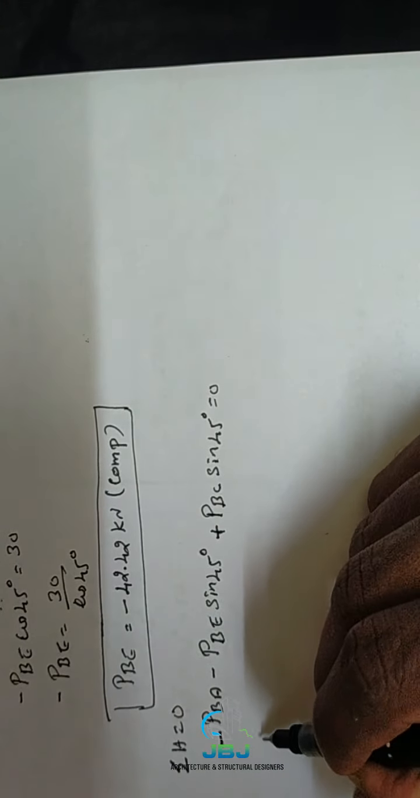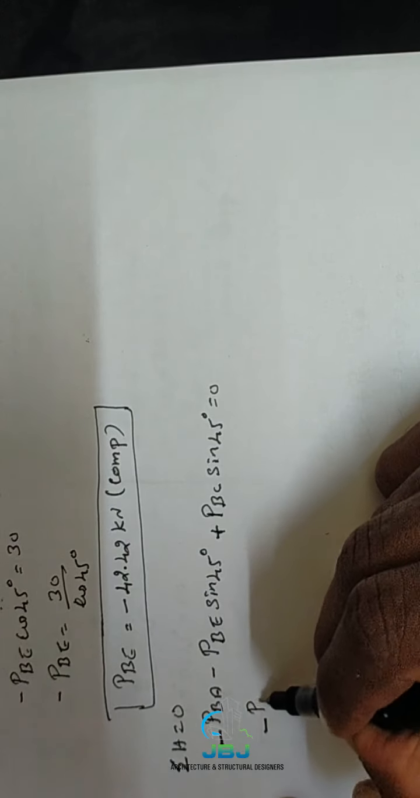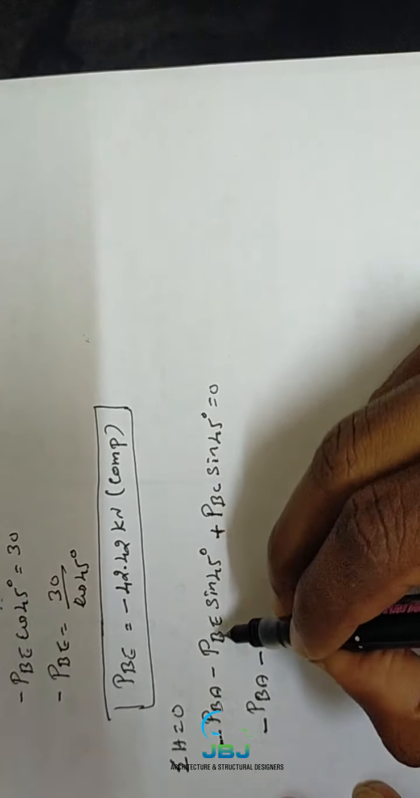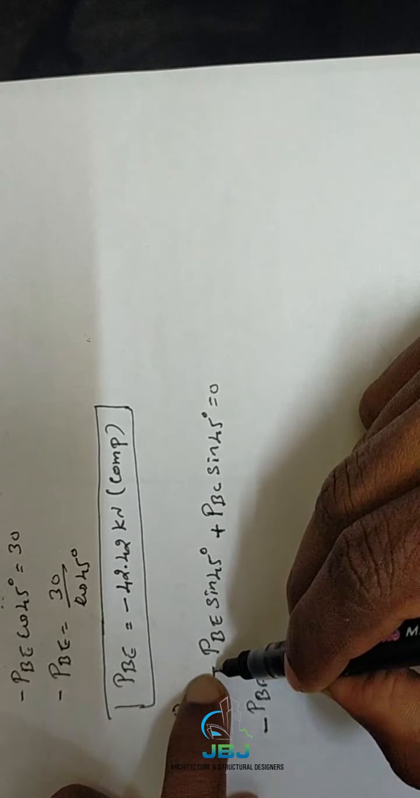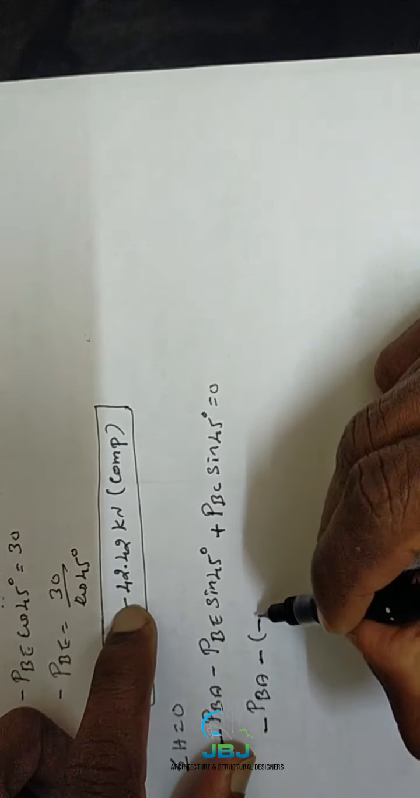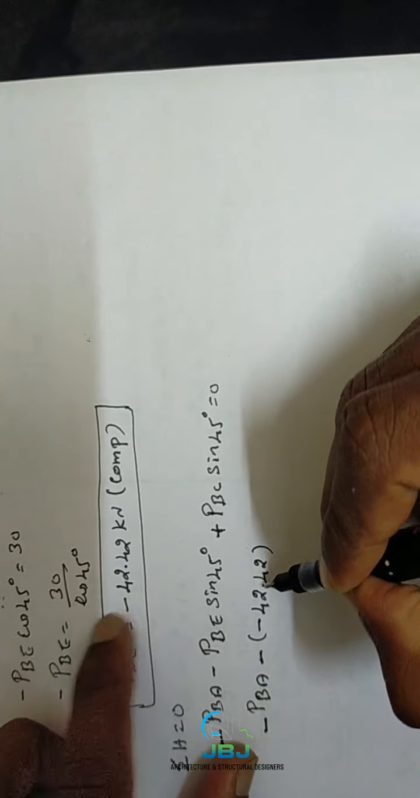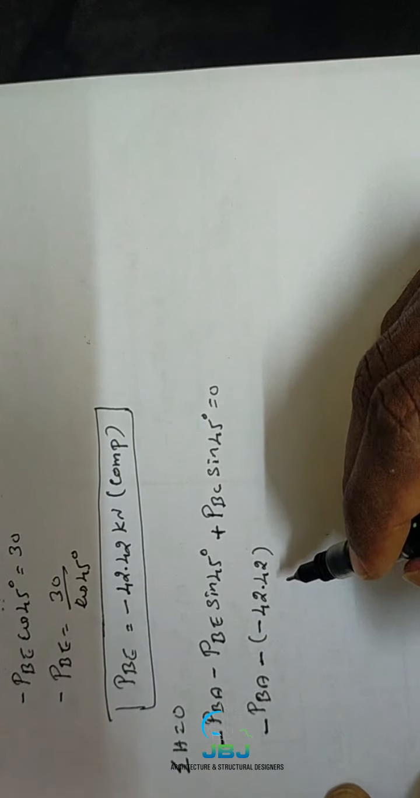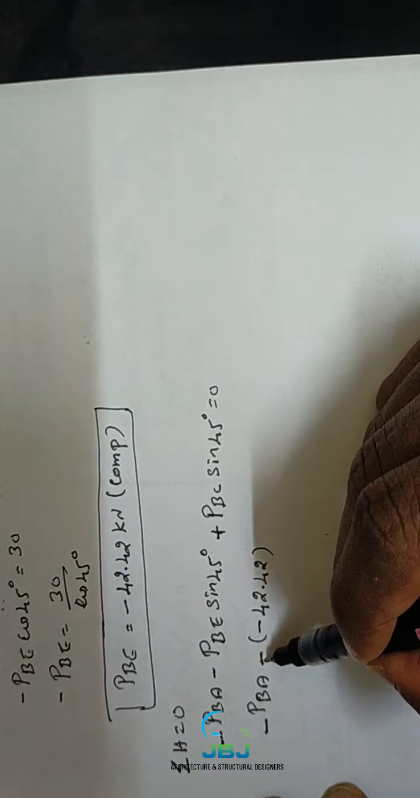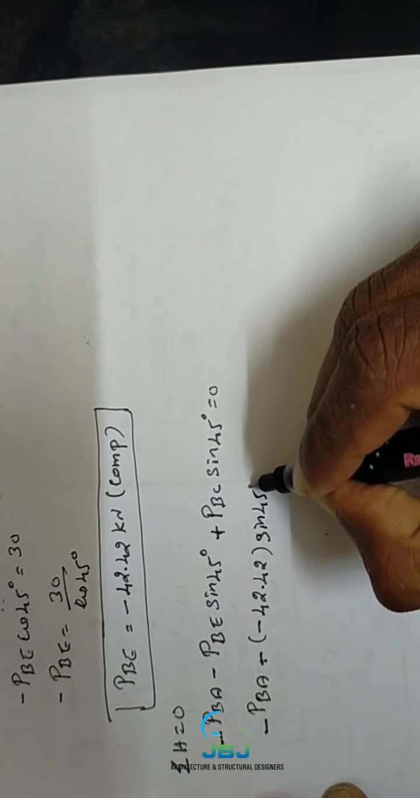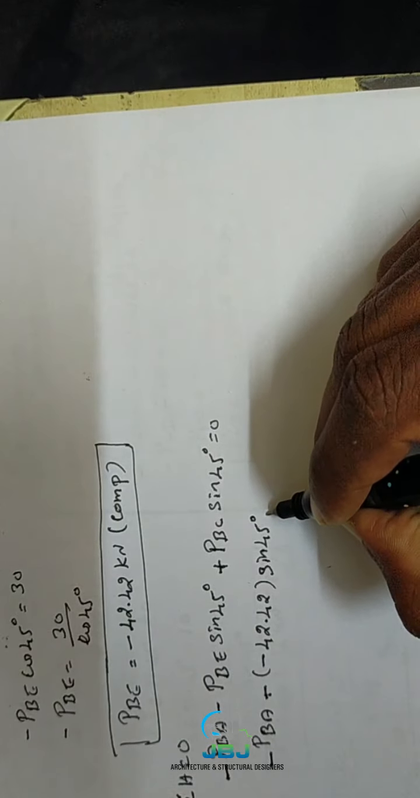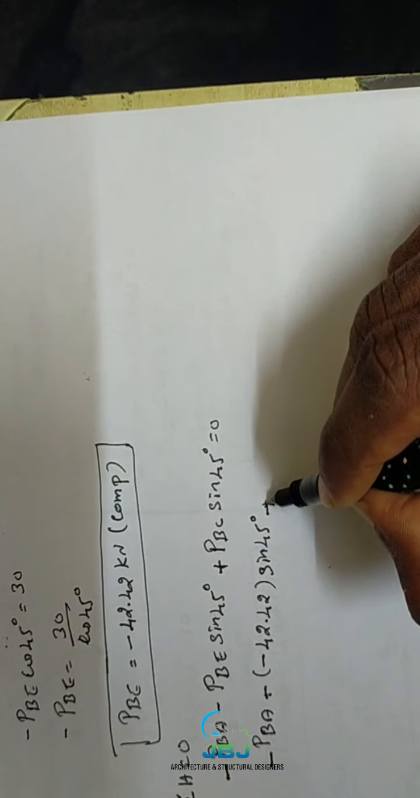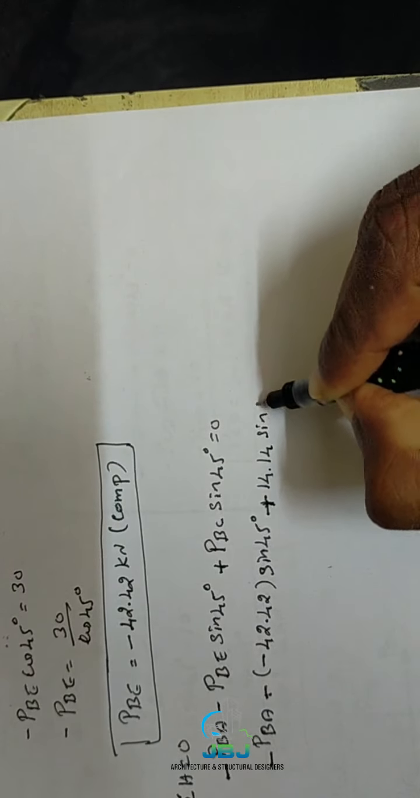Then just substitute all values here. Do you know the value of PBA? You don't know the value of PBA. Minus, do you know the value of PBE? Yes, you know. Here this minus, don't change the sign. Minus 42.42, what you got from the previous equation, just put it here. Don't change anything in the sign. So this is minus 42.42 sin 45 plus, what's the value of PBC? 14.14 sin 45, that is equal to 0.